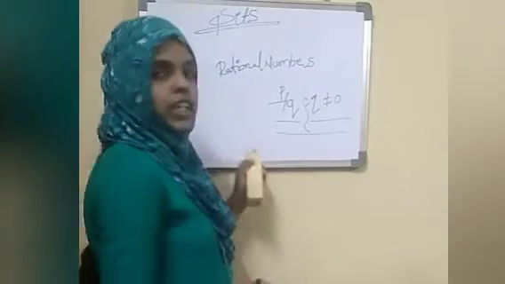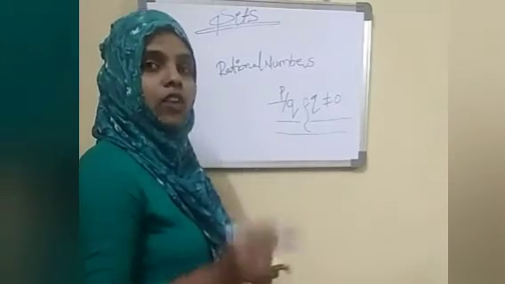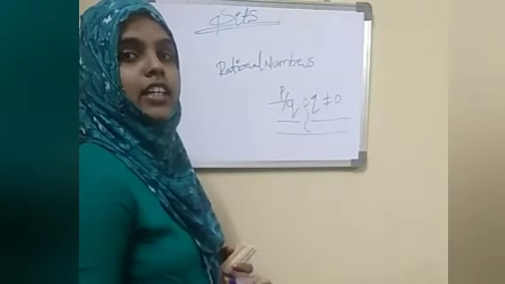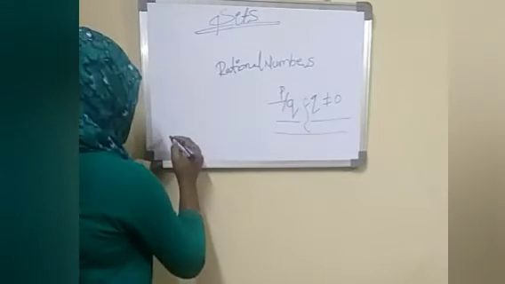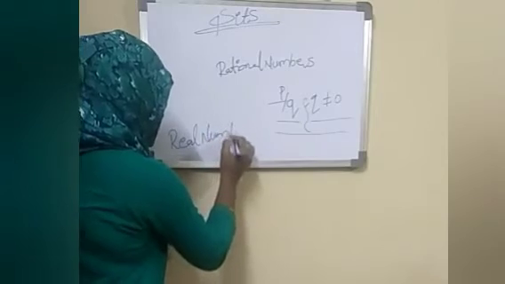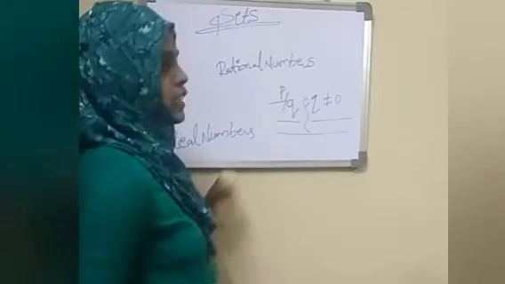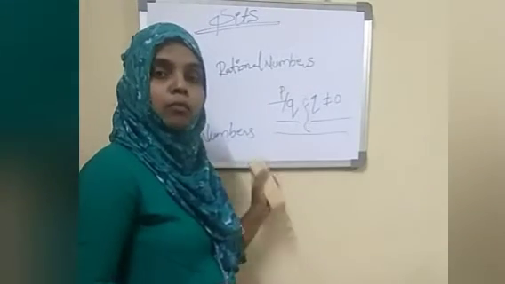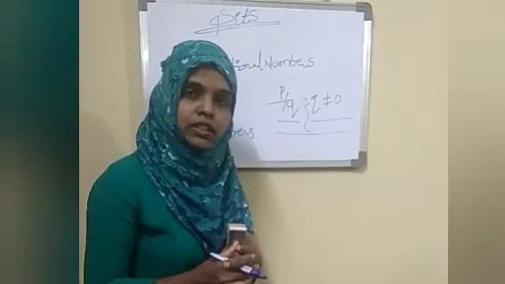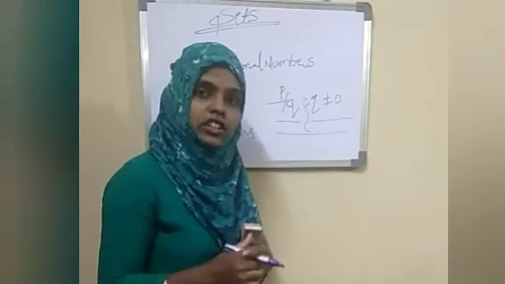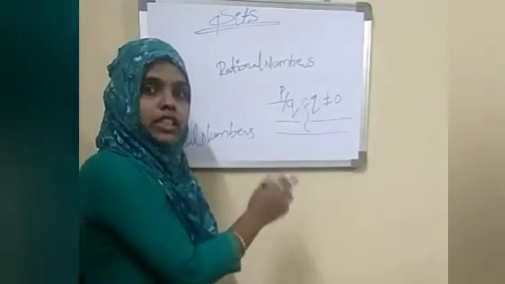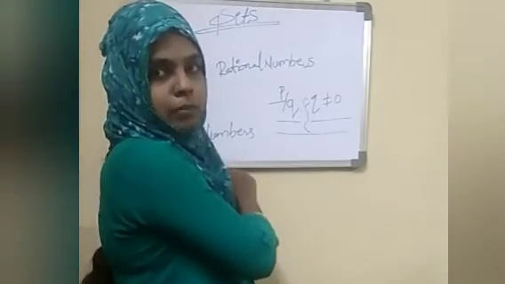This is also a set, and we have another group of numbers. What are they? They are real numbers. Real numbers consist of all positive numbers, negative numbers, zero, rational numbers, and irrational numbers. All types of numbers belong to real numbers.